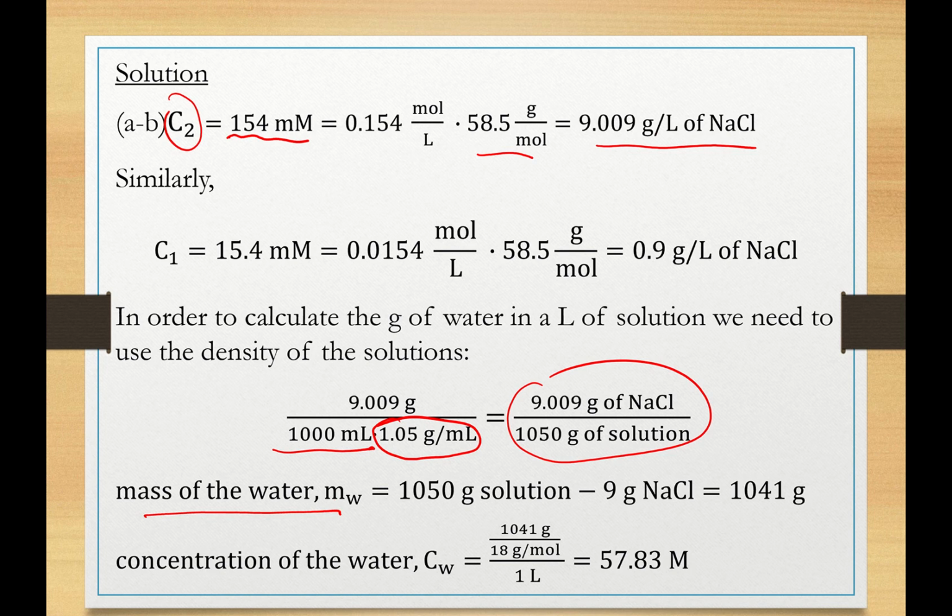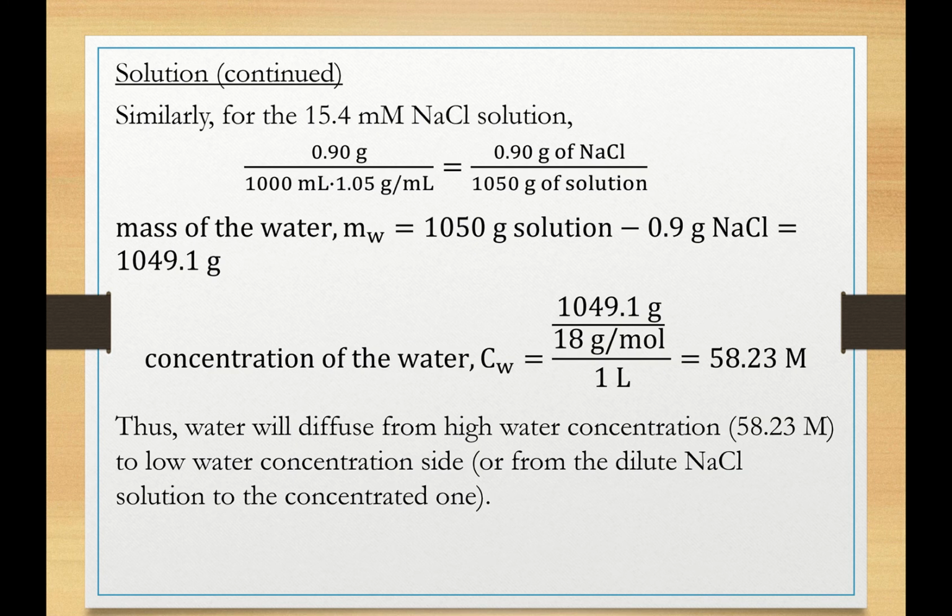So the mass of water in grams can be calculated after subtracting 9 grams out of the mass of solution, and therefore I have 1,041 grams of water. Divide by the molecular weight, and I end up with 57.83 molar of water. Okay, now I follow the same process. So now I have 115.4 millimolar sodium chloride.